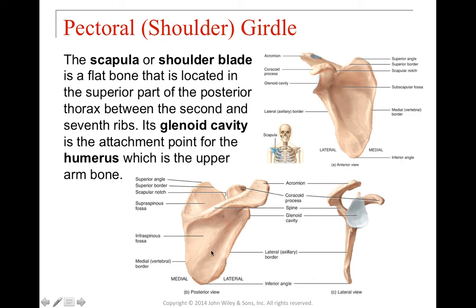So if we look at it from a posterior view, here's our superior angle and the superior border and the scapular notch, which you just saw here from the anterior view. But then we also have the supraspinous fossa here. This is going to be the spine of the scapula. The coracoid process we also saw here. Again, that's going to be where we're articulating directly with the clavicle. Additionally, from the posterior view, we see an infraspinous fossa here, and the medial vertebral border is going to be this side, which is then going to interact at that inferior angle with the lateral border. Here's the lateral axillary border there.